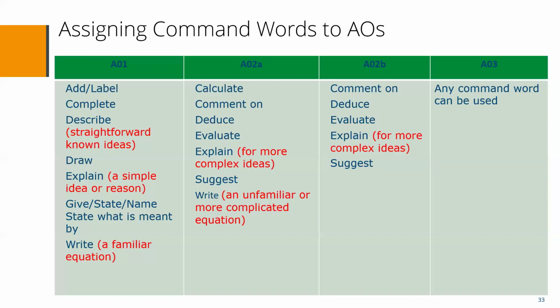So there are some examples of the command words that may well crop up in AO1: add, label, complete a table, describe, straightforward, known ideas, draw. That could be draw the shape of a molecule, or it could be draw, sketch a graph, or it could be draw a piece of apparatus. Explain a simple idea or reason. Notice that it's straightforward explanations in AO1.